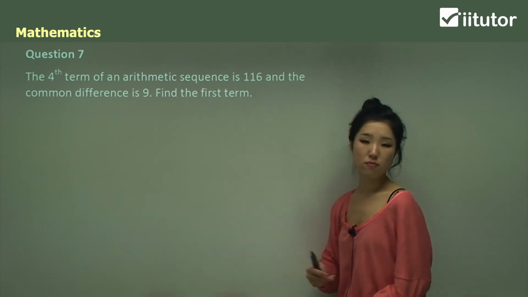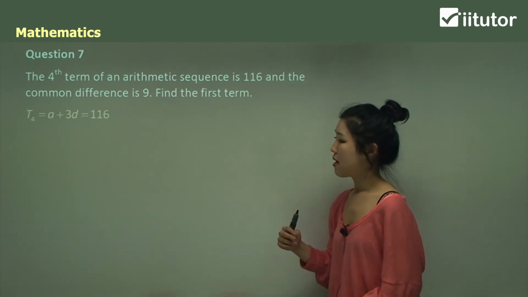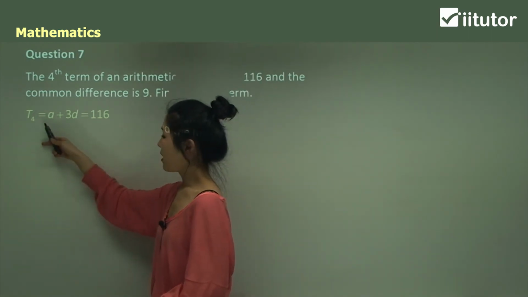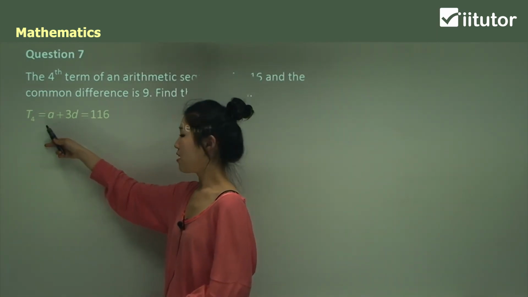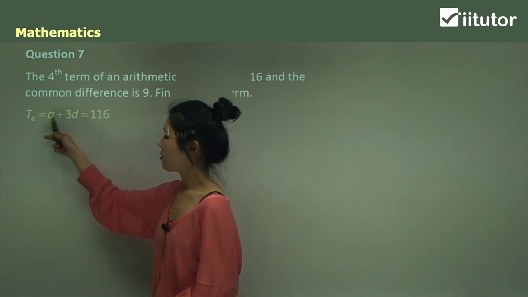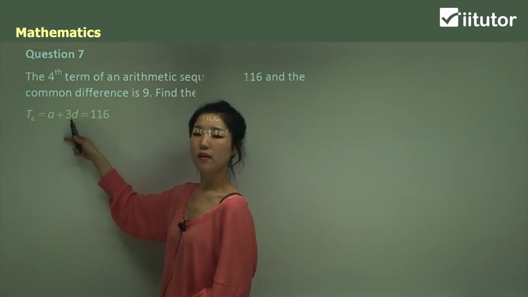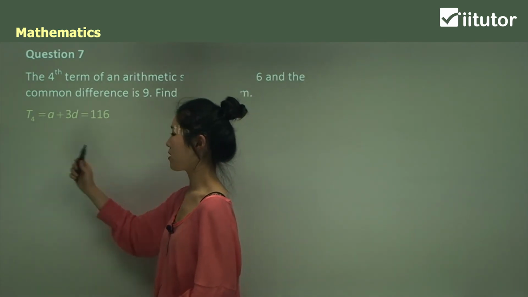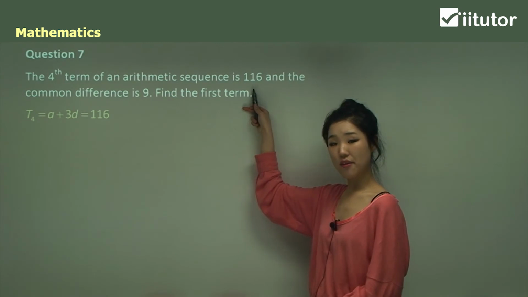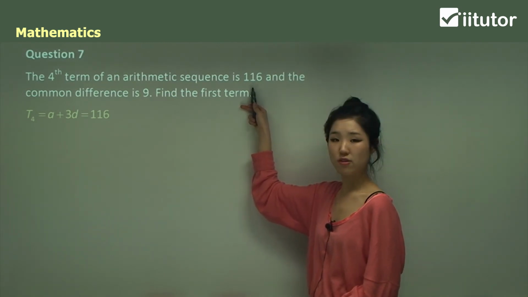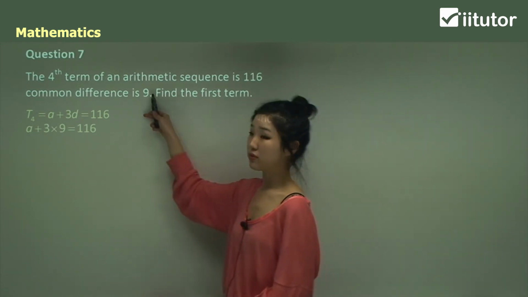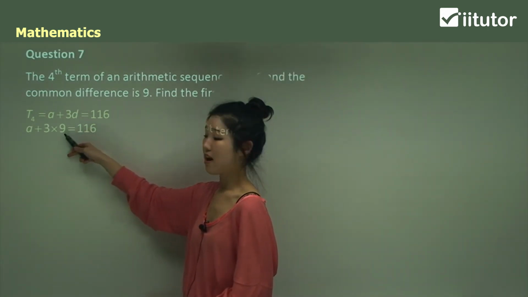Well, I'm just going to use the information that they give us. First of all, I'm going to find T4. T4 is going to be A, we don't know what A is, plus 3D. The reason I have 3 is because 4 minus 1 is 3. So n minus 1 D, so 4 minus 1 D is 3D. And that's equal to 116, as given. This is given information, isn't it? Now it says the common difference is 9, so I'm just going to put D as 9.